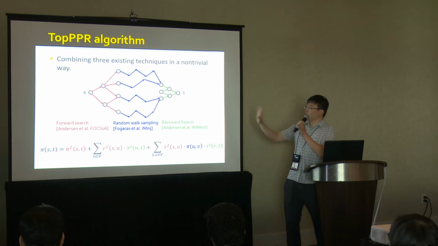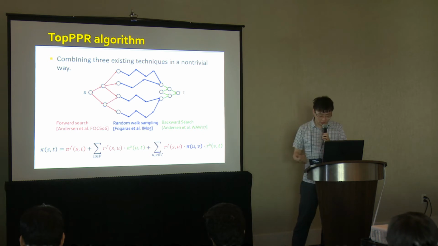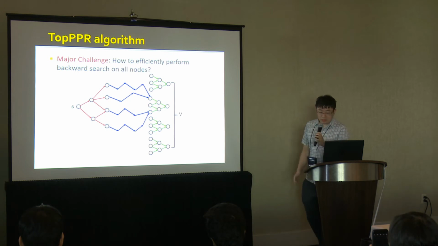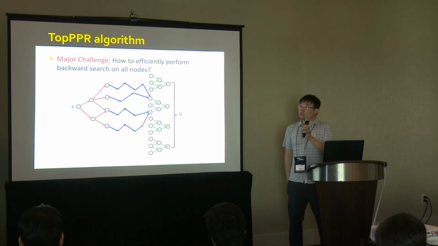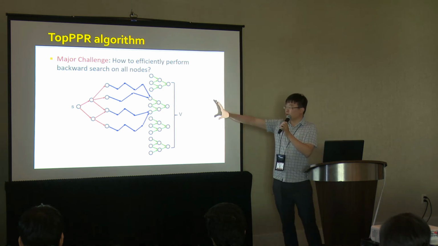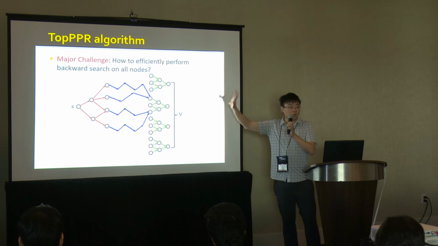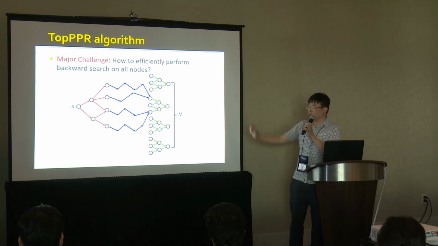We are doing this in a non-trivial way, because otherwise this wouldn't be a SIGMOD paper, right? I don't have time to go through the details, but let me give you the major challenge. That is in the backward search, because if you recall, we have to perform backward search on the target node T.